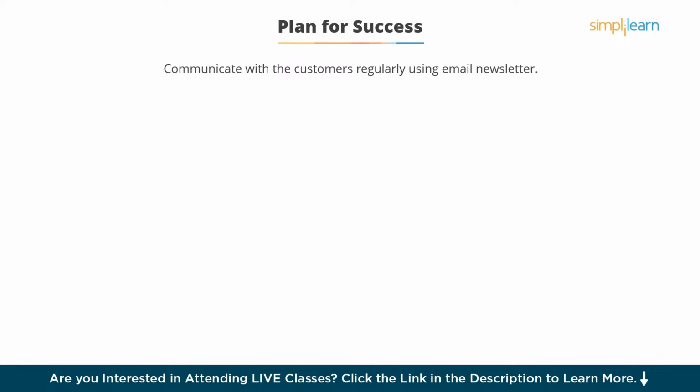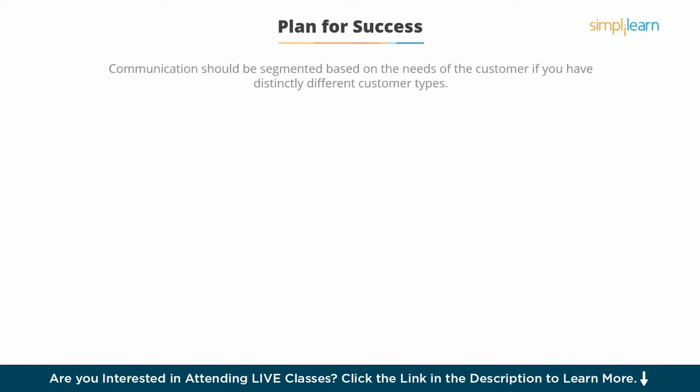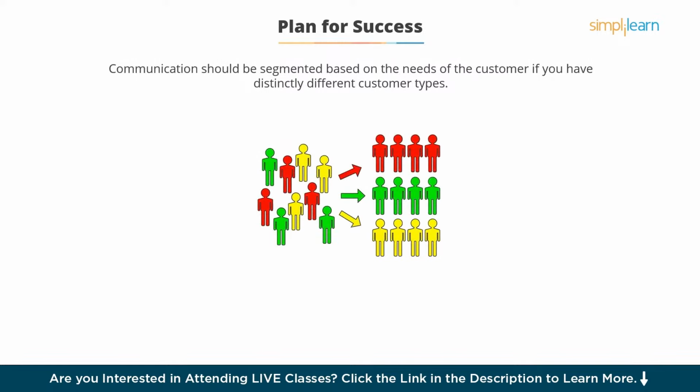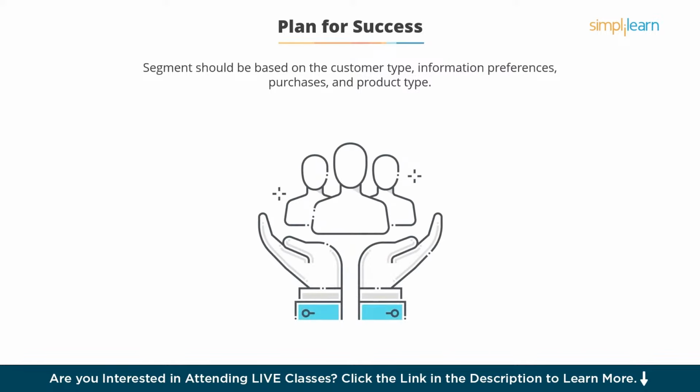Next, communicate with your customers regularly. You may choose to do this with a regular email newsletter, and sometimes that might suffice. However, if you have distinctly different customer personas or customer types, it will be valuable to segment your communications based on the needs of the customer. Segmenting email communications to existing customers increases open rates. You'll have lower opt-outs, better deliverability, increased revenue, and customer retention. Segment many ways, based on customer type, information preferences, recent activity or purchases, product type, or even the length of time that customer has been with your company.